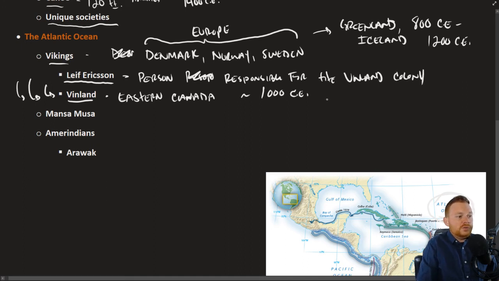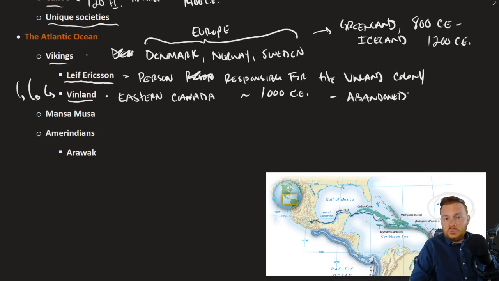The Vinland colony was eventually abandoned by the Vikings. The Vikings themselves were interested in trading and raiding, stealing, plundering. In eastern Canada, there wasn't a lot there to trade with. There wasn't a lot there to raid. And so that settlement, Vinland in eastern Canada, was abandoned.